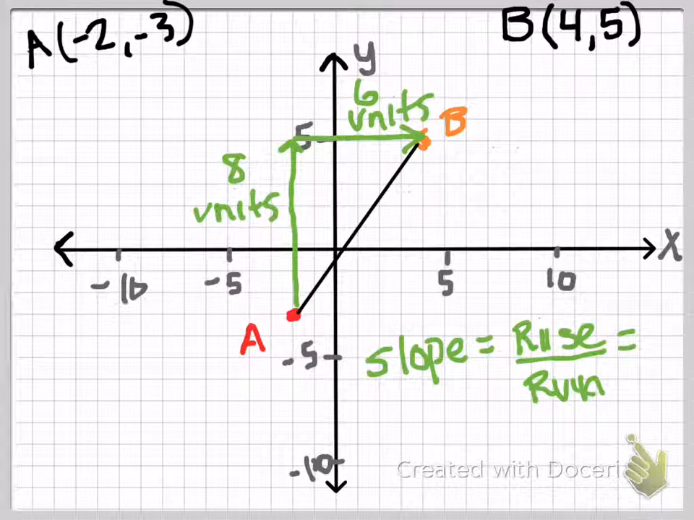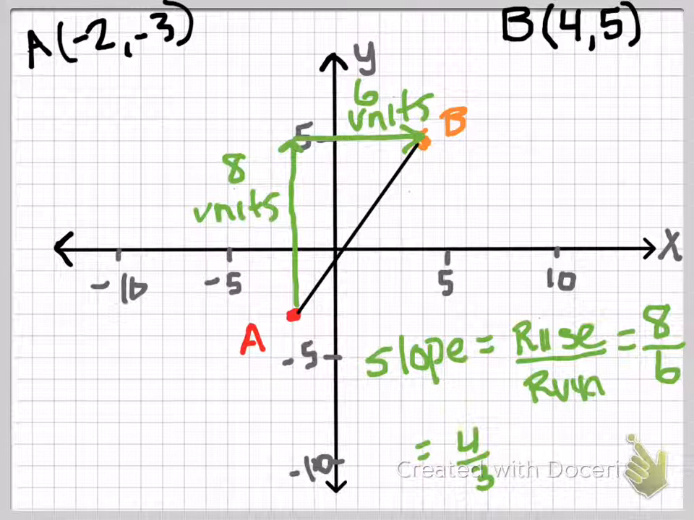So here our slope is 8 over 6. We want to keep it in fraction form even though we don't really like fractions. It makes it easier to plot the points and compare them. So we're going to keep them in fraction form. But 8 and 6 are both divisible by 2. So it's going to be the same thing as 4/3. So that's our slope.